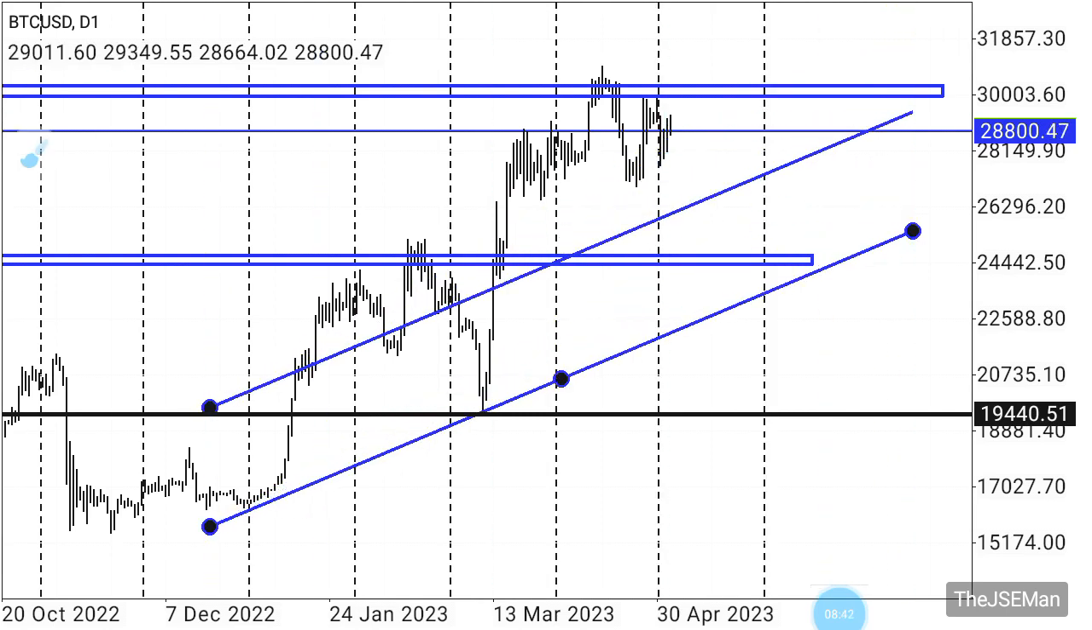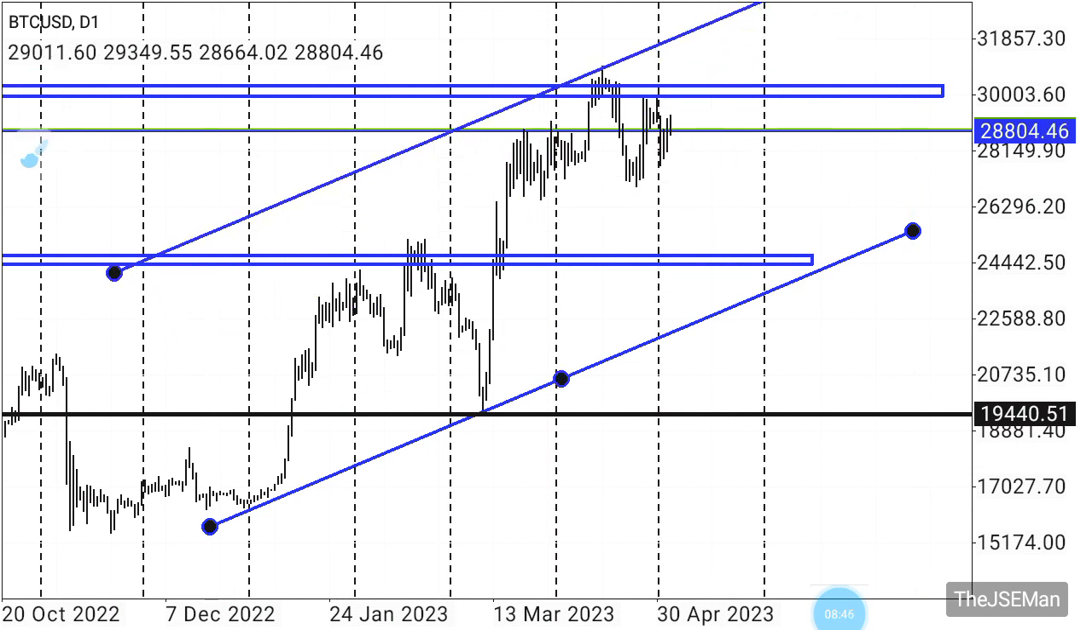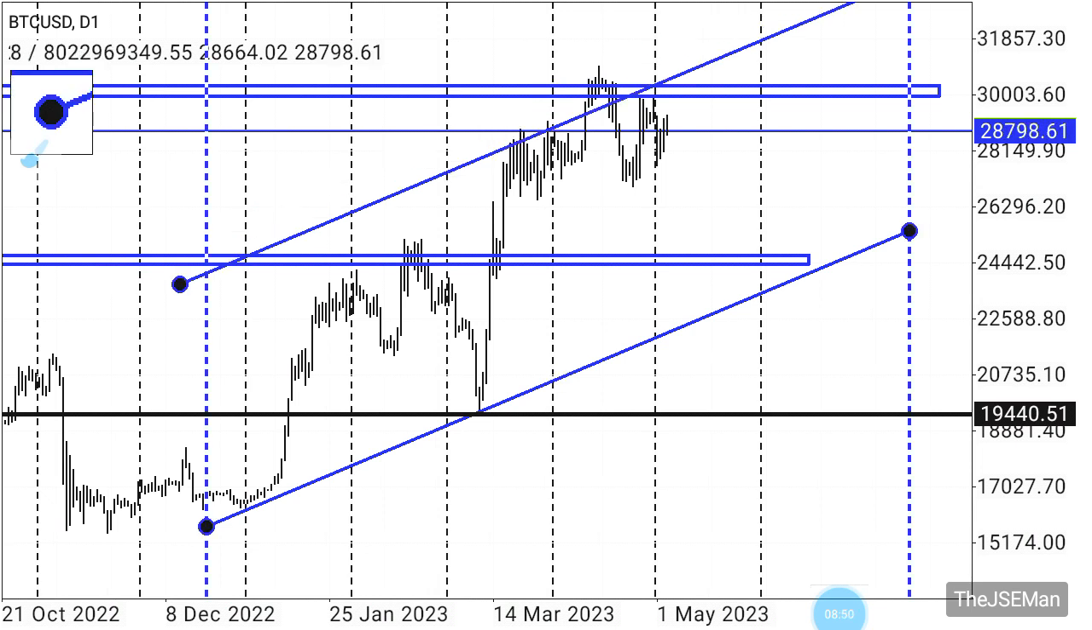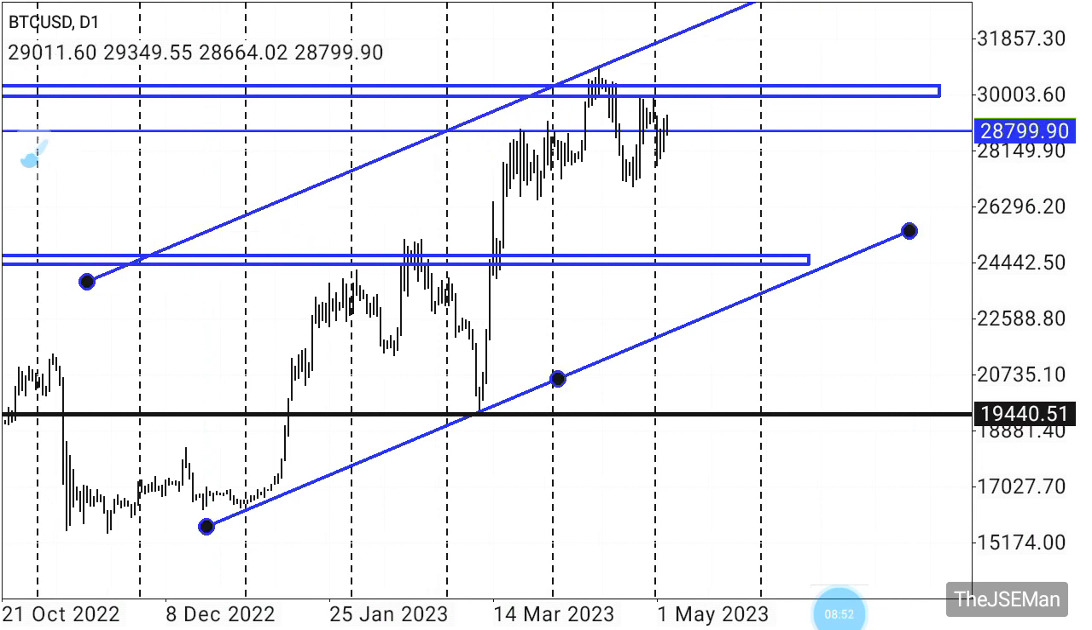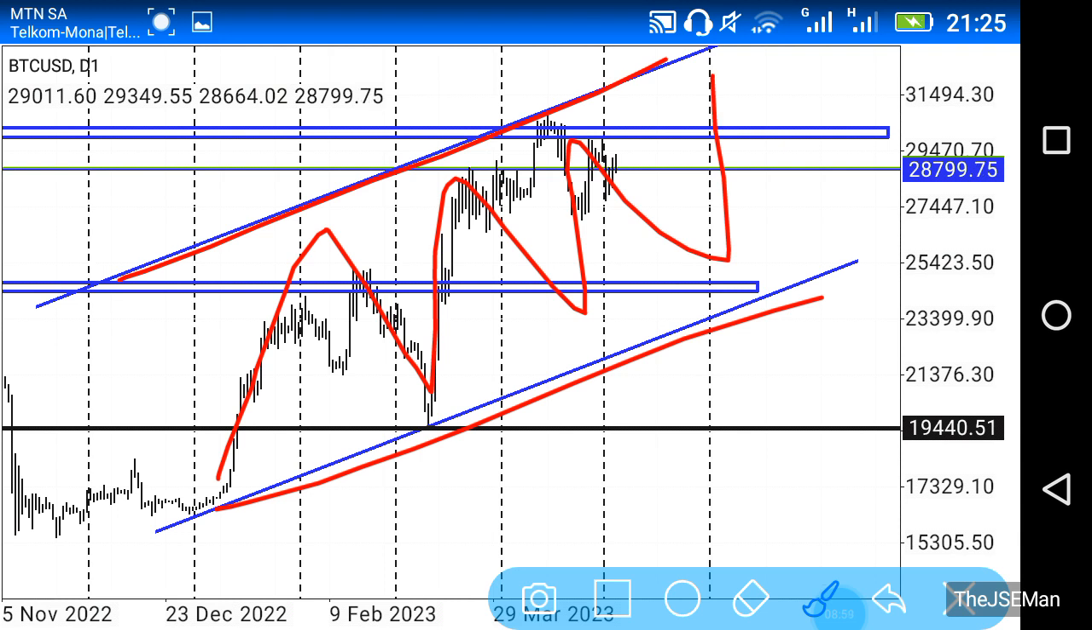And there goes our channel. Let's have a look. So in as far as the daily chart goes, we can see that the market is in an upward trending market, or in an upward trajectory, as you guys can see.